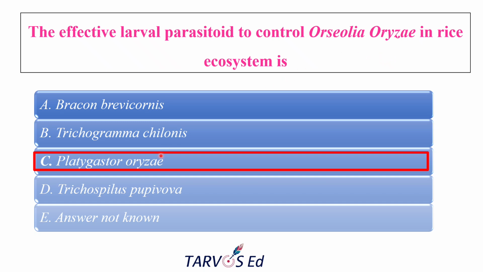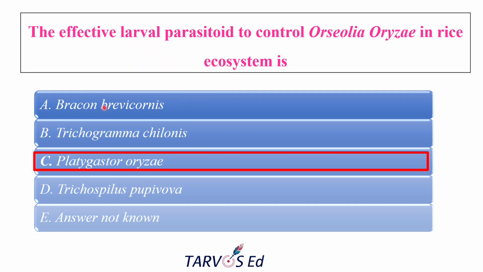Okay, which means that it lays the eggs during the larval stage of Orseolia oryzae, and during its pupal stage it will come out as an adult. The female parasitoid lays the eggs inside the gall midge larva, and the parasitoid larva develops inside and kills the host before it pupates, and it will come out as the adult. It is host specific to Orseolia oryzae, and it is a key natural enemy used in biological control in India.